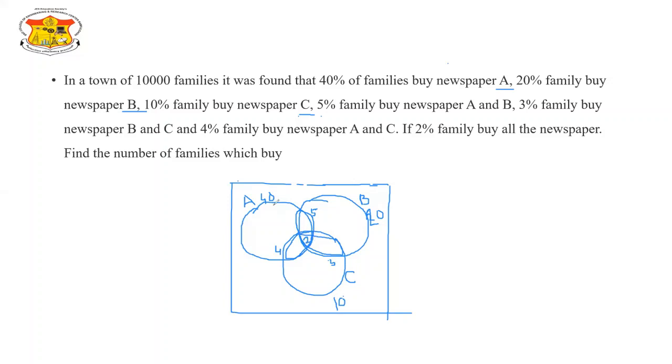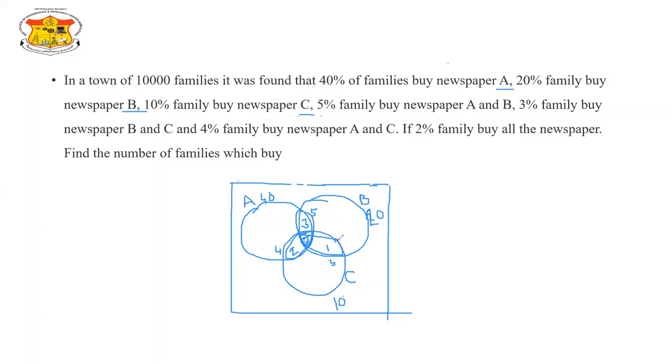This common part is who buy A also, B also, and C also. This 2% of families buy all three newspapers, meaning this part in the middle is 2%. So whenever this is 2%, then this part is 3%. Whenever this is 2%, this is 1%. And this one is 2%, because the total part is 5, so 3 plus 2 is 5. This total part is 3, so 2 plus 1 is 3. This total part is 4, so 2 plus 2 is 4.